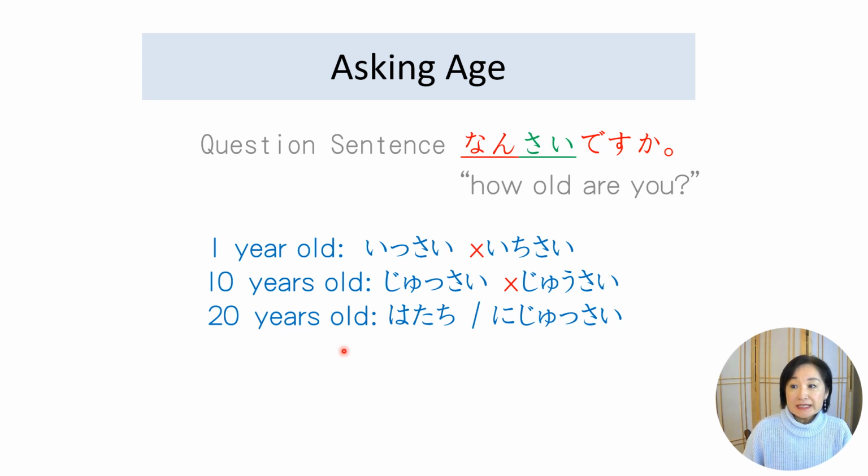Now, when you tell your age, be careful about the pronunciation. 1 year old is 1歳, not 1歳. So there's some pronunciation change depending on what number you say with the counter sai. So please practice how to tell the age correctly.